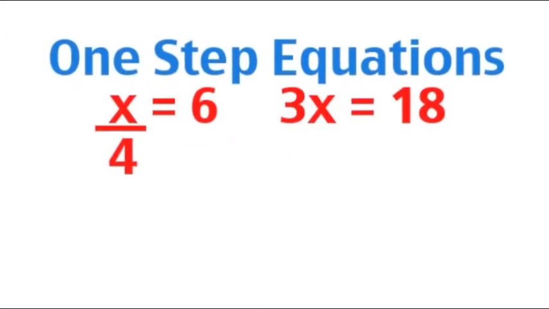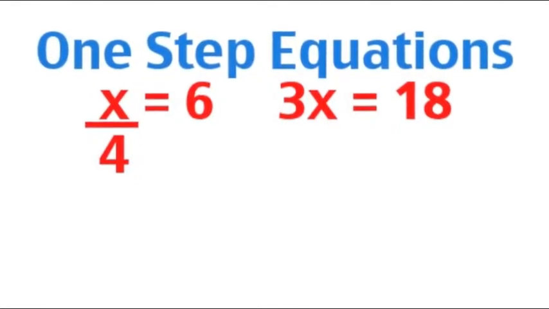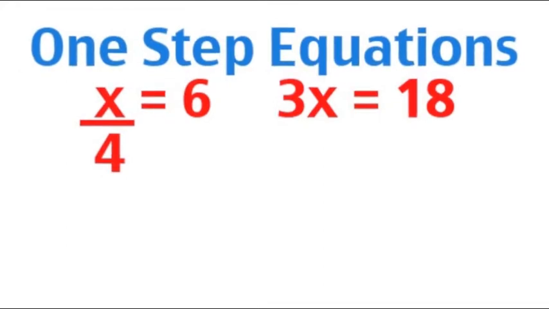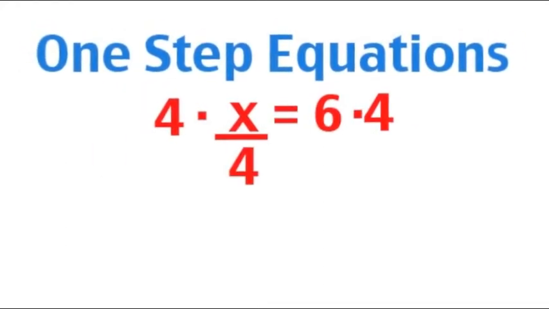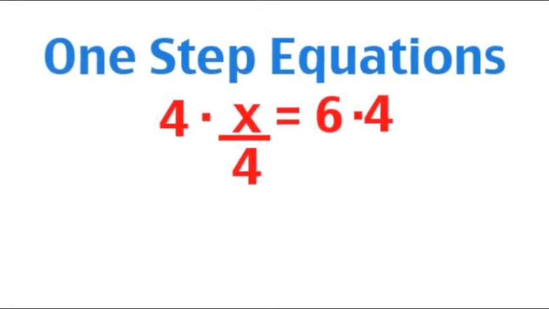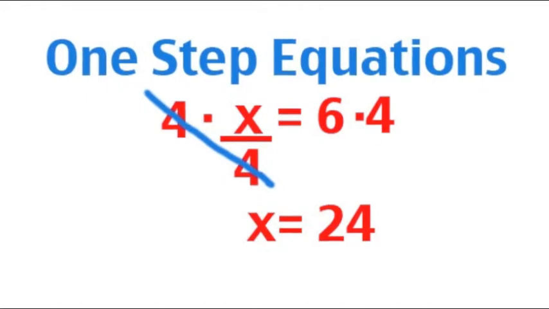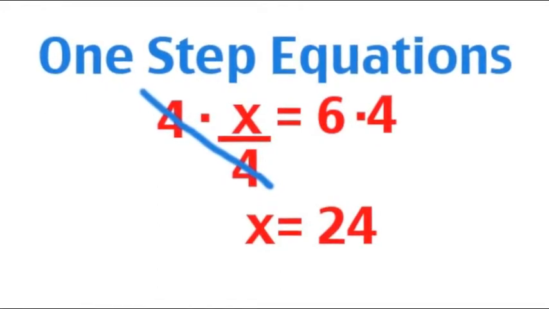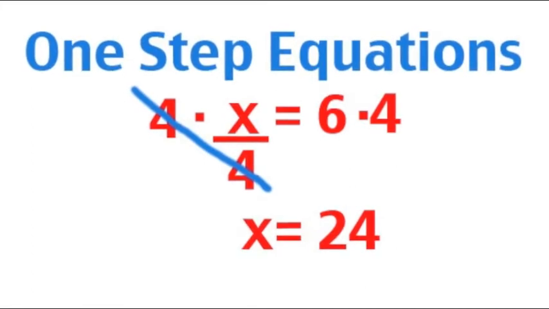Now that you've seen a few sample problems, take a moment to try the next two problems yourself. Wow! Let's see how you did. Since x is being divided by 4, we do the inverse or opposite of what is being done to the variable. Therefore, you should have multiplied both sides by 4. If you got x equals 24 for your answer, then that's absolutely correct.